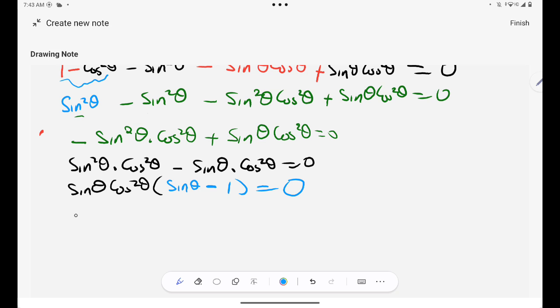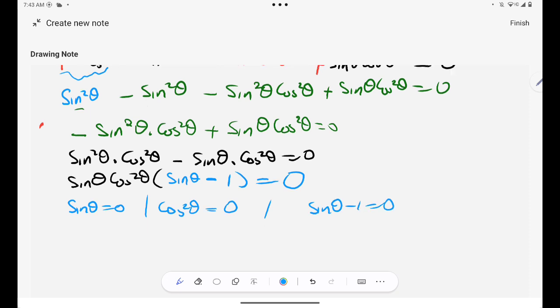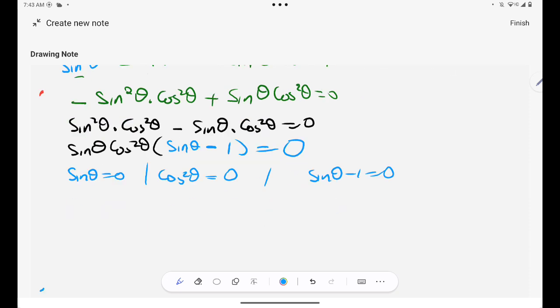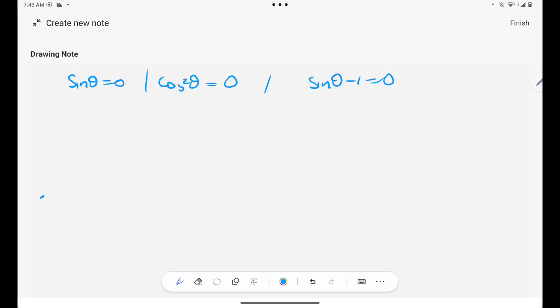So here I will simply have three things multiplied and the answer is 0. It means that sine theta can be equal to 0. Cos squared theta also can be equal to 0, or sine theta minus 1 can be equal to 0. Then all I need to do is to just find the general solution. The general solution.